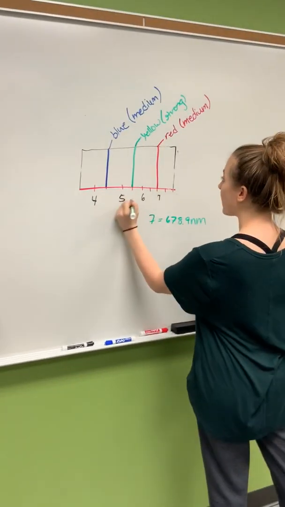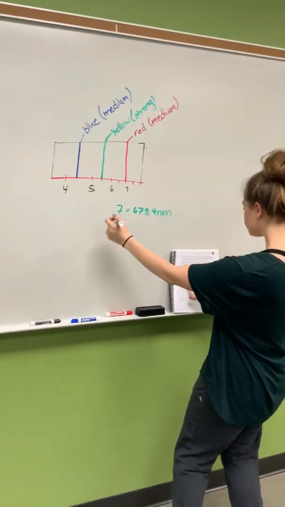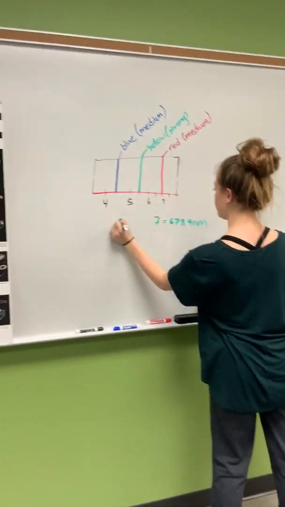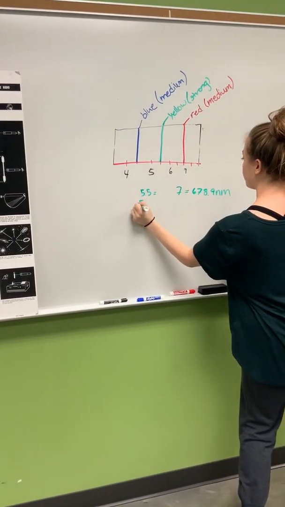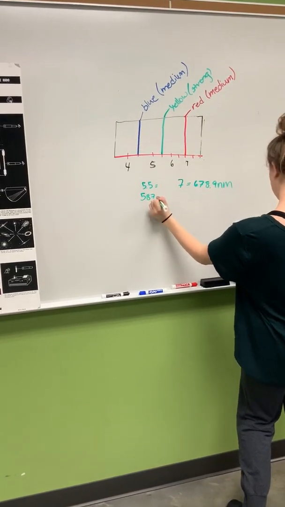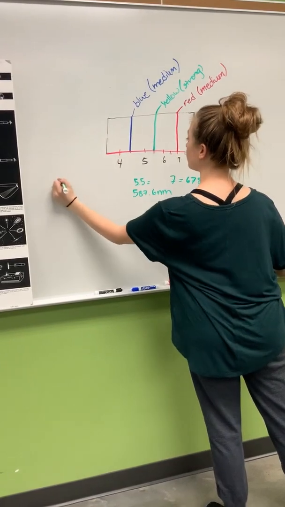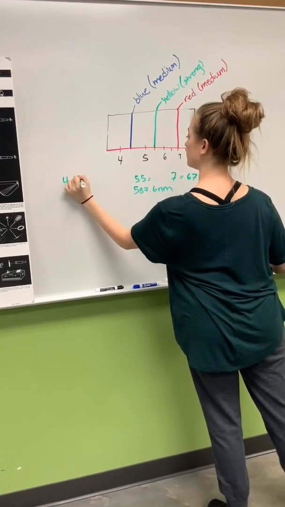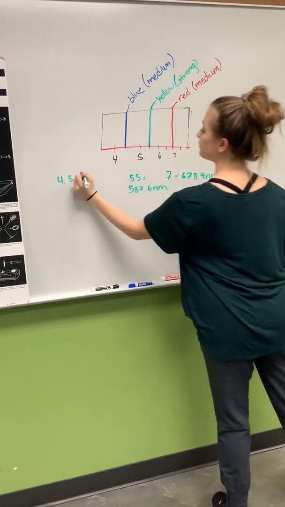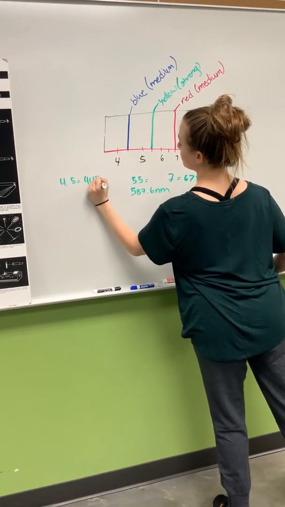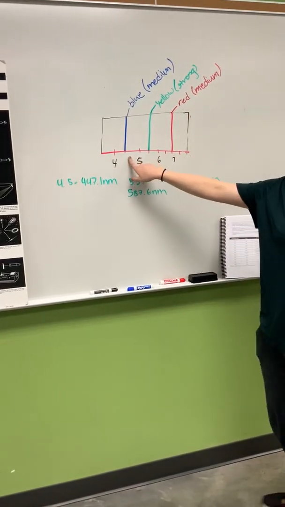We do the same thing with 5, so we say our yellow strong, which is here. This is going to be 587.6 nanometers. And our 4.5 over here, where we had the blue medium, that is going to be equal to 447.1 nanometers. So those are the wavelengths of light at those spots.